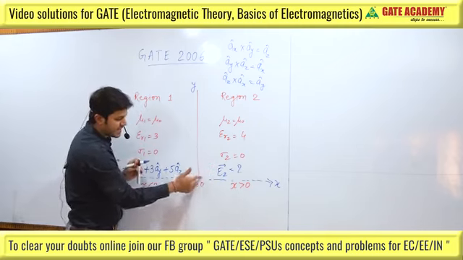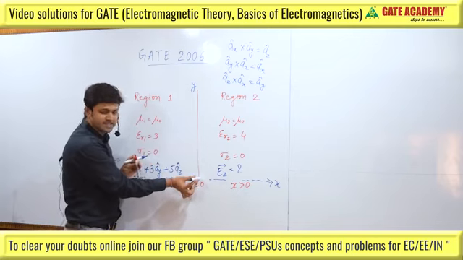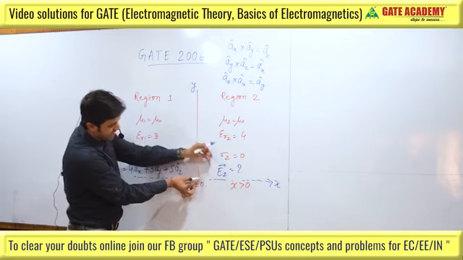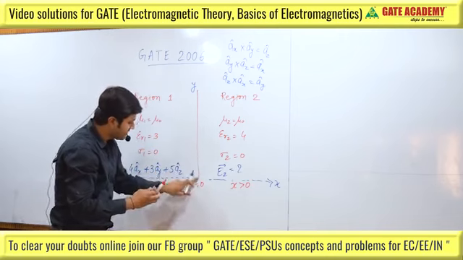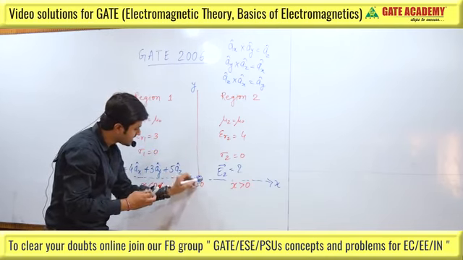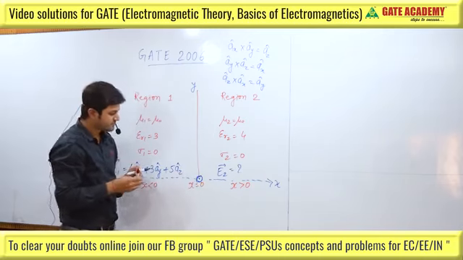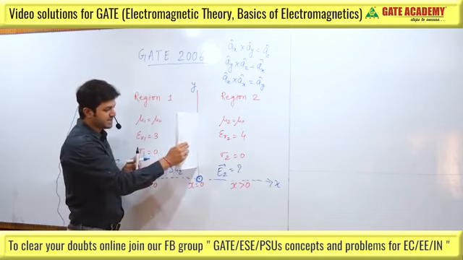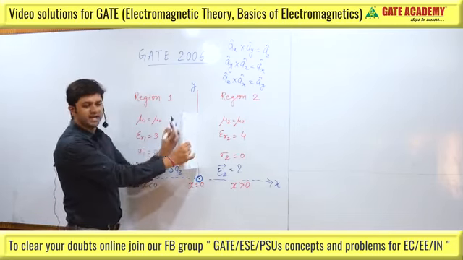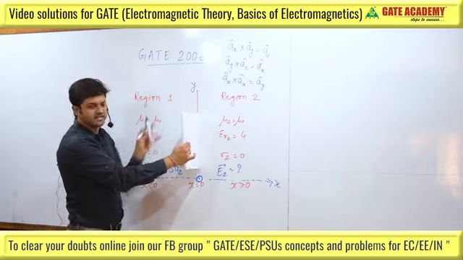That means z is outside the board. In this direction, z will be outside the board. So if z is this, then x cross y gives the direction of z. Here we can see that z is nothing but outside the board, and outside the board we can denote it by a dot. So here the plane is like this. This is the plane which is the interface of region 1 and region 2.